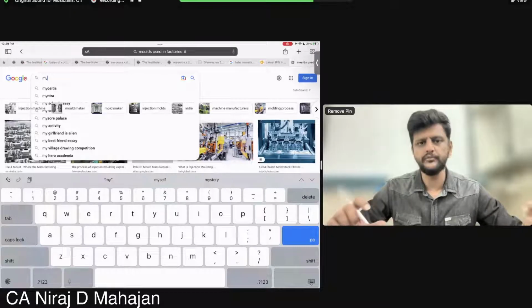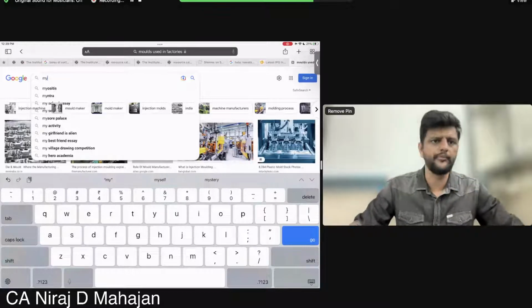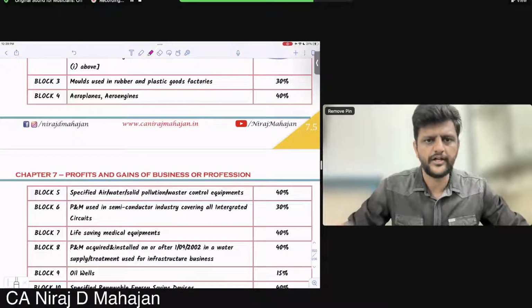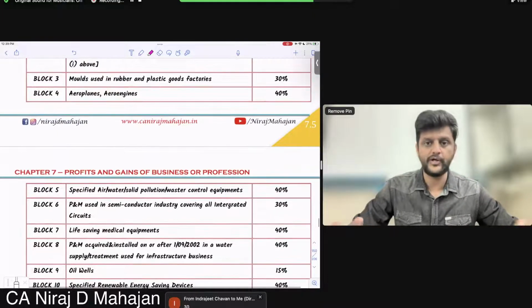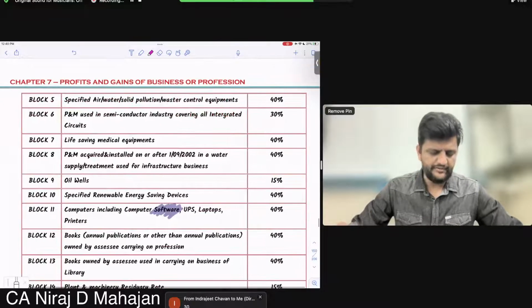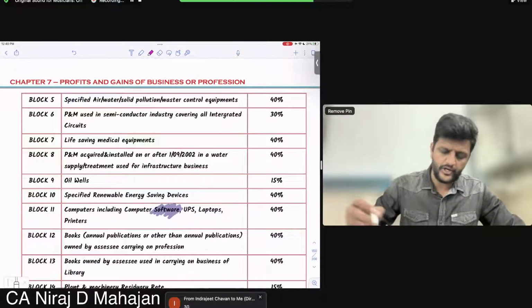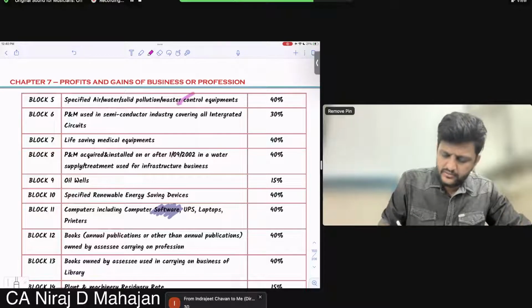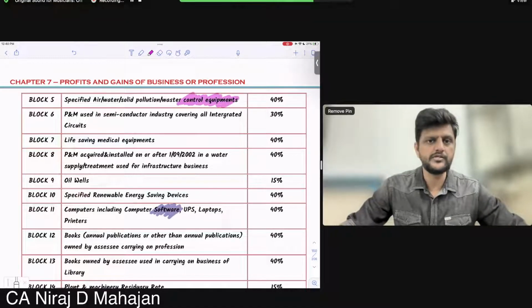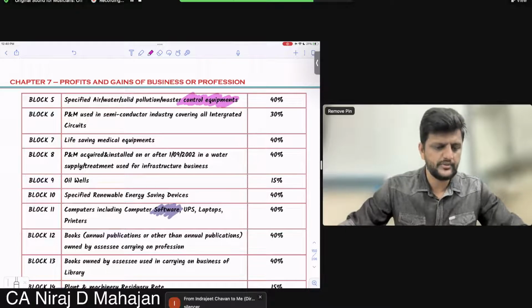So if it is a mold, again for that mold, bachcho will be depreciated at 30%. Aeroplanes, aero engines, 40%. Specified air, water, solid pollution, waste control equipments, important means basically for environment protection. If you're using any of these purifiers, pollution control equipments, 40%. Okay, everybody?